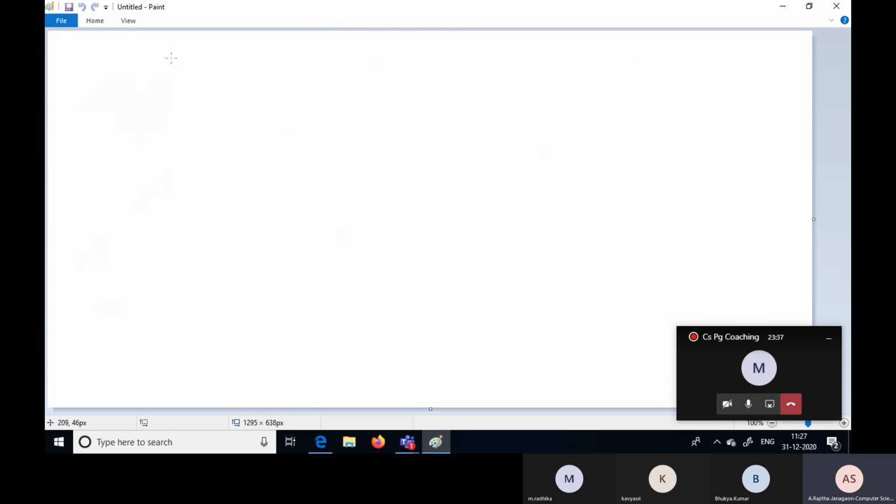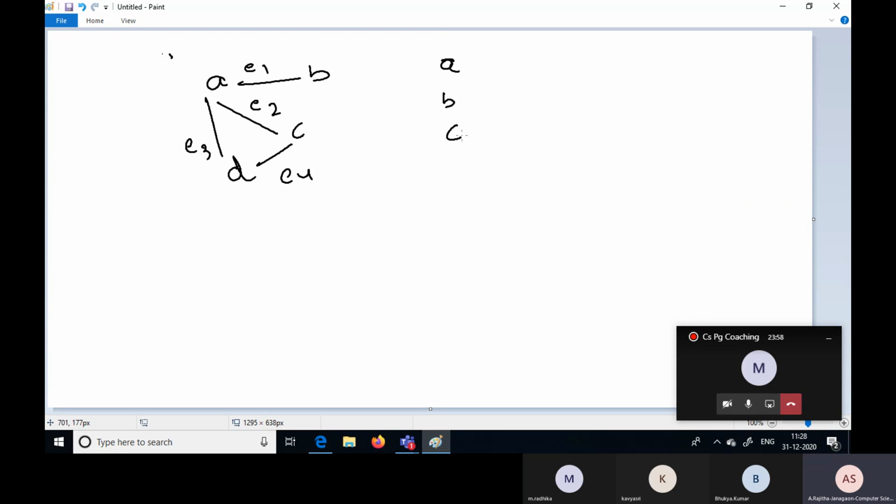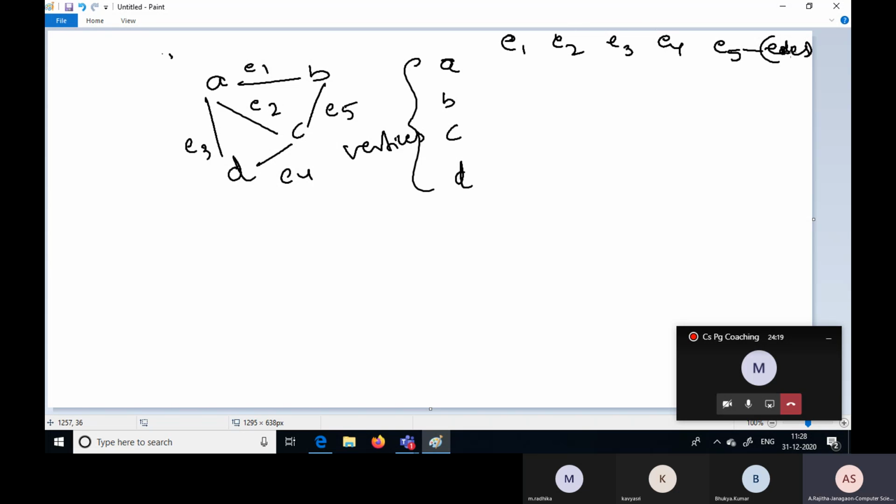Here you can take some simple graph, A to B is E1, and this is E2. Suppose D is also there. This is some graph. So how can you write it? On the row side, you can take all the vertices. On the column side, this is E1, E2, E3, E4, and one more, that is E5. On the row side, you take all the vertices, and on the column side, all the edges.